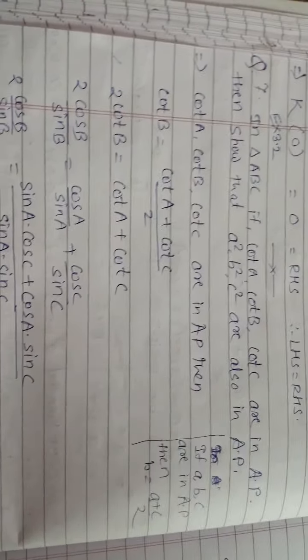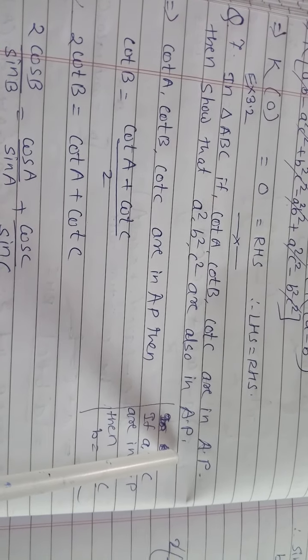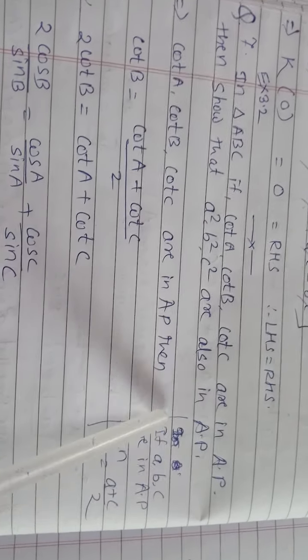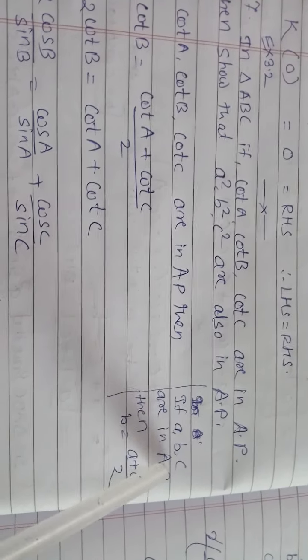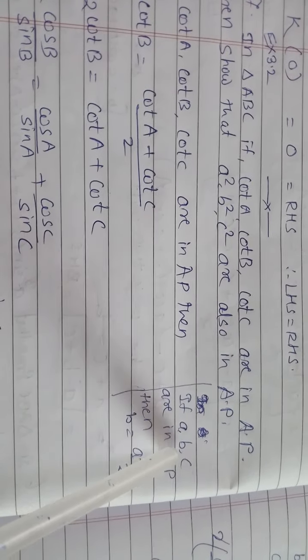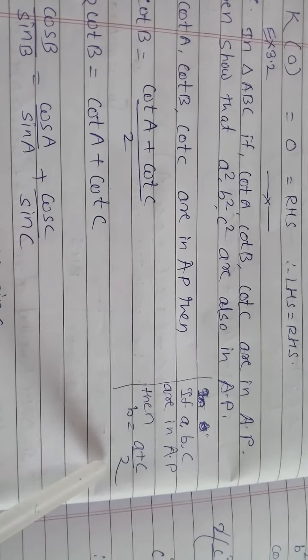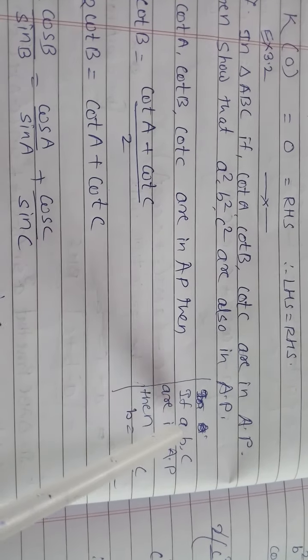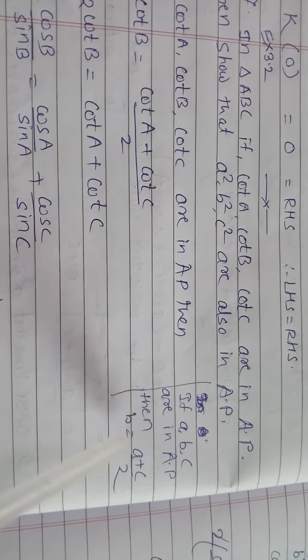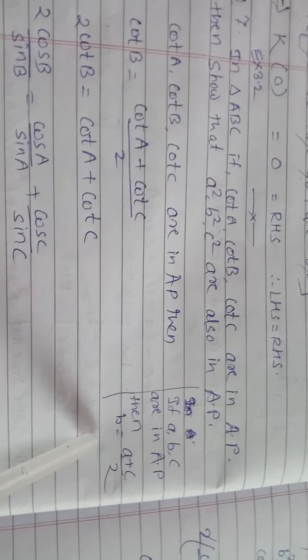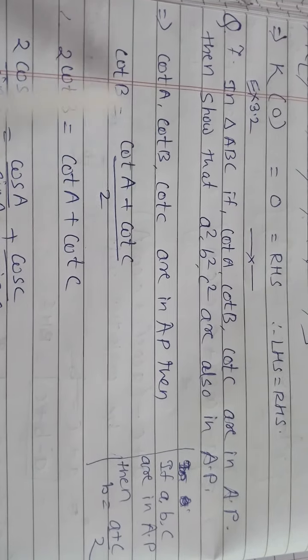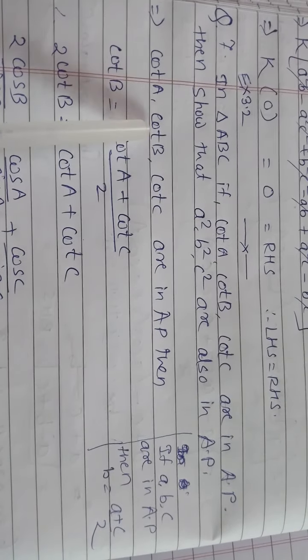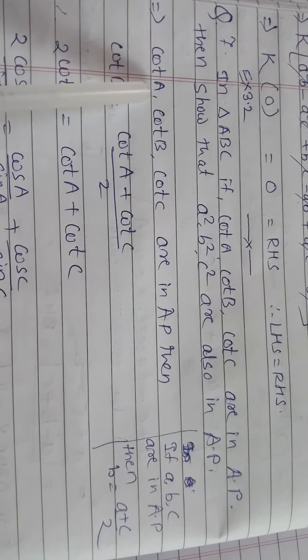You learned about the arithmetic progression in 10th standard as well as in 11th standard. That is, if A, B, C are in AP, then B is equal to A plus C upon 2, meaning the middle term is equal to the sum of the first and last term upon 2. Here we are given that cot A, cot B and cot C are in AP. So we can write cot B is equal to cot A plus cot C upon 2.